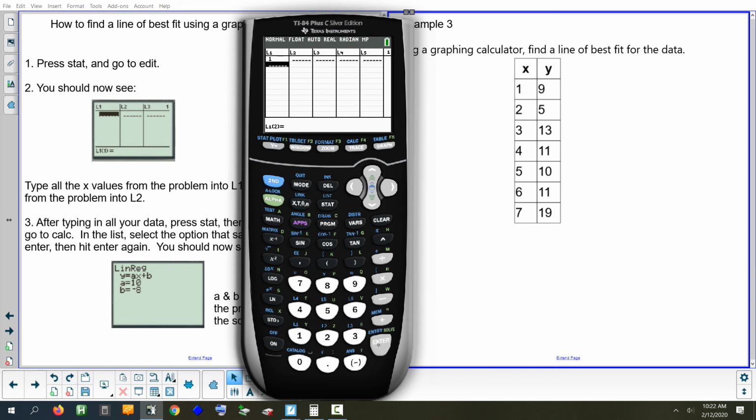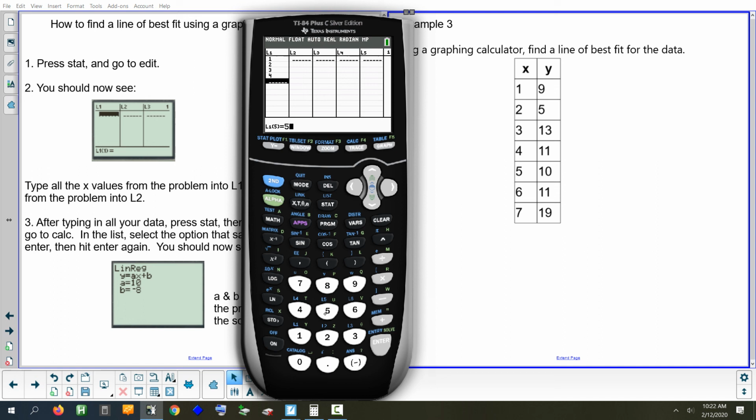So when you're done, your calculator screen is going to look exactly like that. Press the number 2, press enter. I'm going to do the Y's after. Press the number 3, press enter. Press the number 4, press enter.